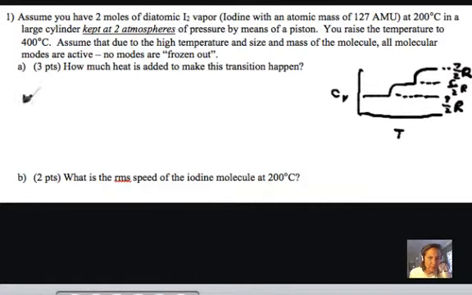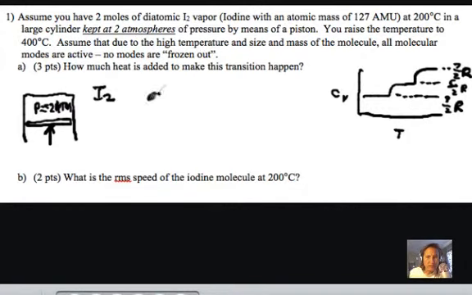So let's see. Let's draw a picture here. We've got a fixed cylinder, and the cylinder is being held in there by a piston, and the pressure is 2 atmospheres. It's I2. All modes are active, therefore the heat capacity at constant volume is equal to 7 halves times the R value, the gas constant.